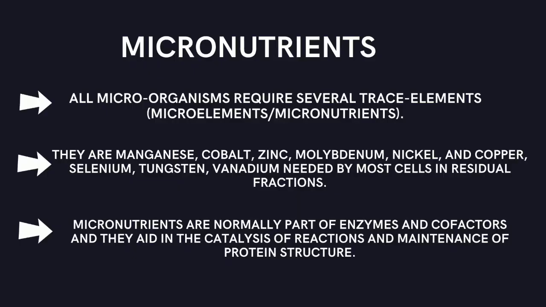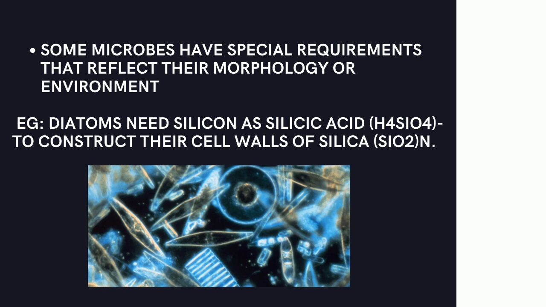Now coming to micronutrients. Micronutrients are those nutrients or elements which are required by the microorganism in a lower amount compared to macro elements. Some of the micronutrients are manganese, cobalt, zinc, molybdenum, nickel, copper, selenium, tungsten, and so on. Micronutrients are normally part of enzymes and cofactors, and they also help in the catalysis of reactions and maintenance of protein structure. Some microbes have special requirements, like diatoms need silicon, as silicic acid is required to construct their cell walls. So this is the end of part 1 of microbial nutrition.